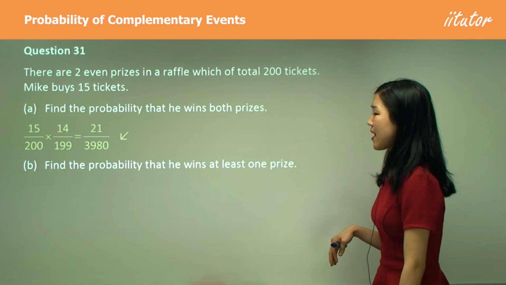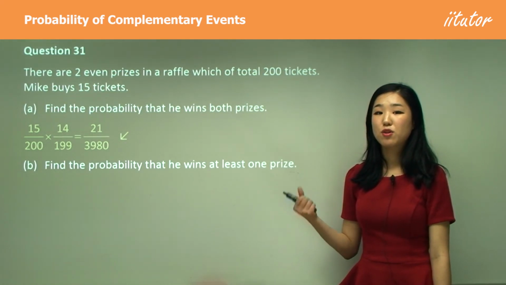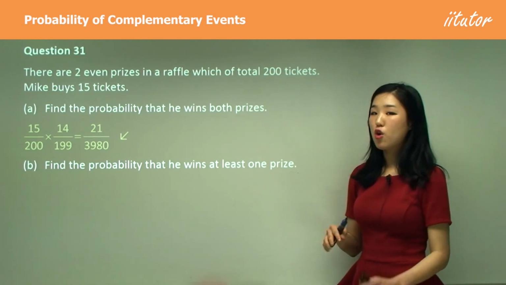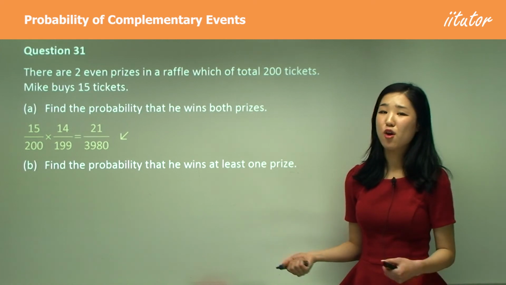Now B, find the probability that he wins at least one prize. So he could win one prize, he could win two prizes. I don't want no prizes. So I want to win at least one prize. I don't want to go home with no prizes.